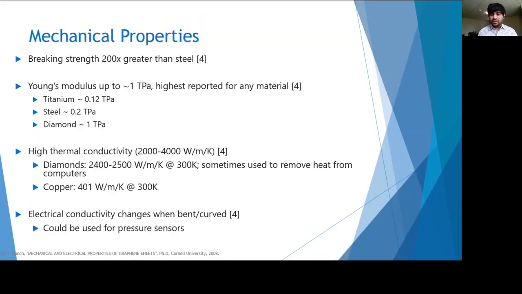And so let's look at its electrical and mechanical properties. The atomic structure of graphene gives it amazing mechanical properties. It's 200 times stronger than steel. It has a Young's modulus of 1 terapascals. Young's modulus measures the stiffness of a material.